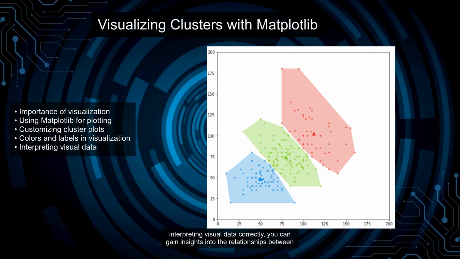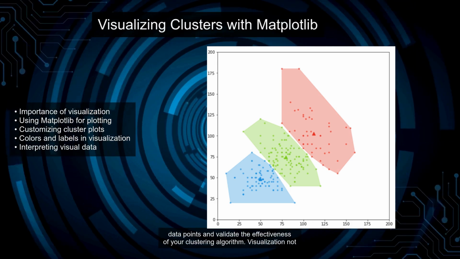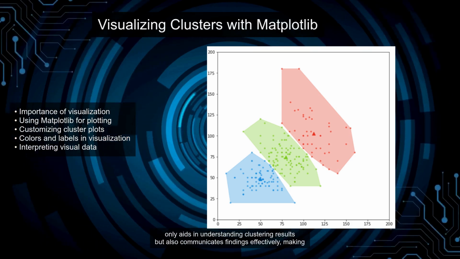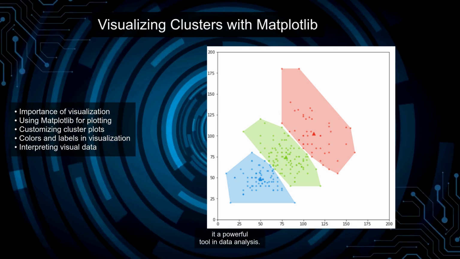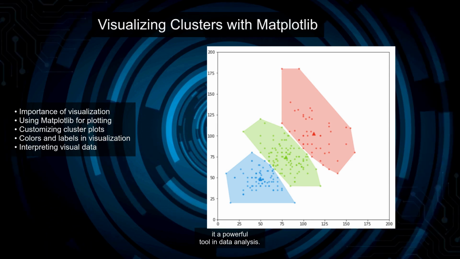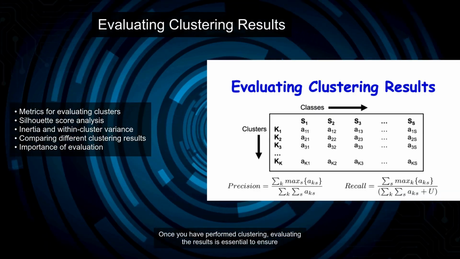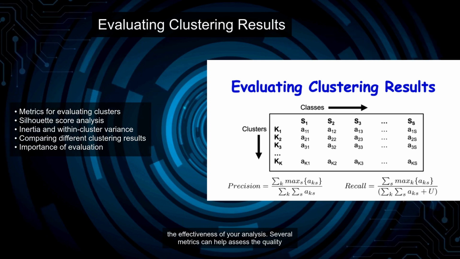By interpreting visual data correctly, you can gain insights into the relationships between data points and validate the effectiveness of your clustering algorithm. Visualization not only aids in understanding clustering results but also communicates findings effectively, making it a powerful tool in data analysis. Once you have performed clustering, evaluating the results is essential to ensure the effectiveness of your analysis. Several metrics can help assess the quality of clusters.